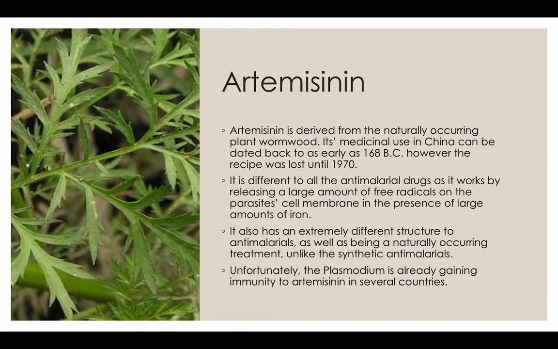What makes this drug different from the many antimalarial drugs is that it attacks the parasite by releasing large amounts of free radicals to attack its cell membrane in the presence of a large concentration of iron. This makes it quite easy as it occurs in the iron-rich environment, that is blood. Another main difference is that artemisinin comes from a naturally occurring plant, and it also has a completely different structure to the synthetic antimalarial drugs. Unfortunately, there are already several countries where artemisinin is ineffective. To the left is an image of the wormwood plant that artemisinin is derived from.